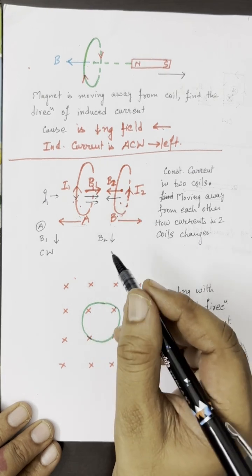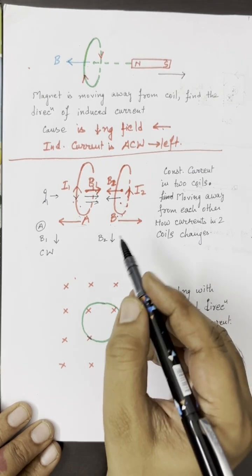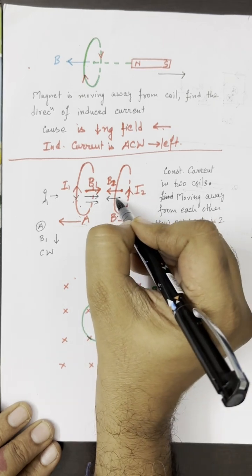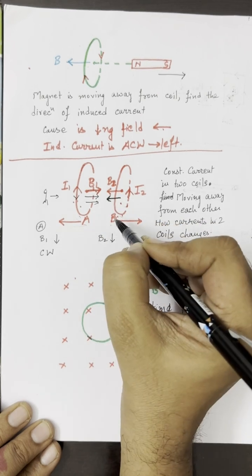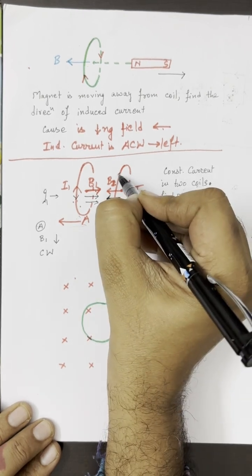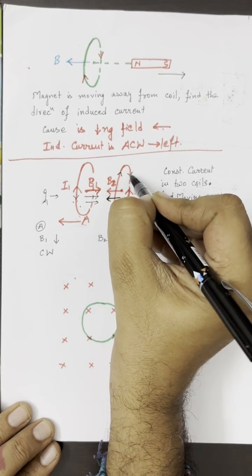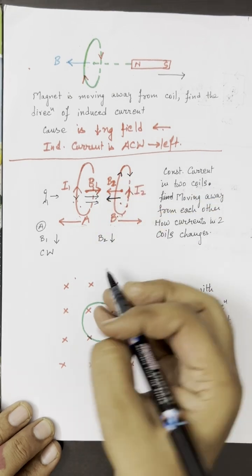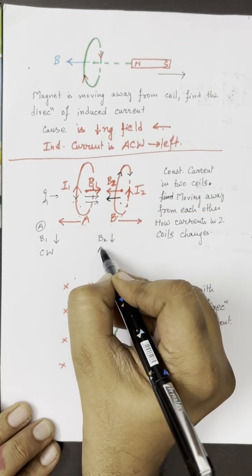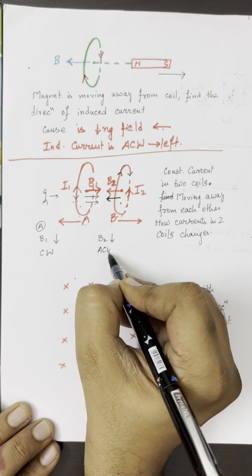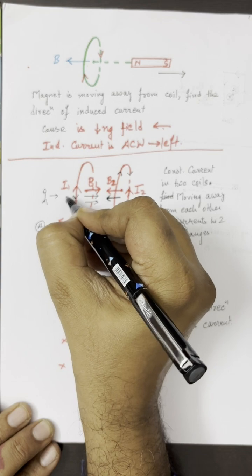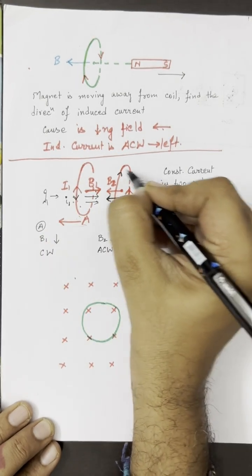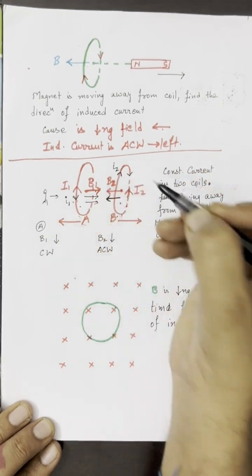And in B, the field has to increase. The magnetic field due to the induced current has to be towards the left only. So it is possible if the induced current here is in this direction, which is anti-clockwise. Now I am marking the induced currents by small letters i1 and i2.